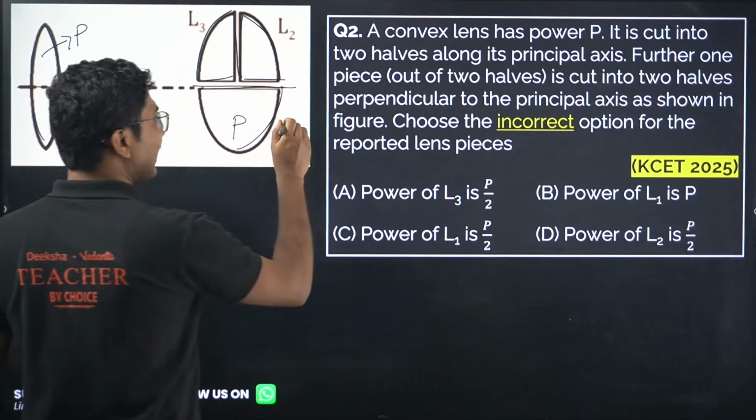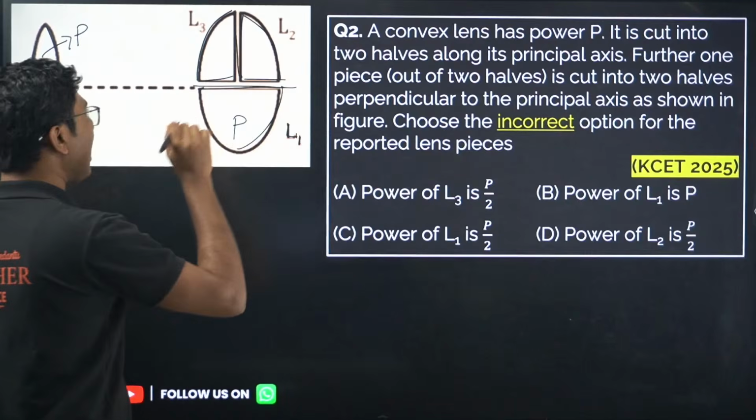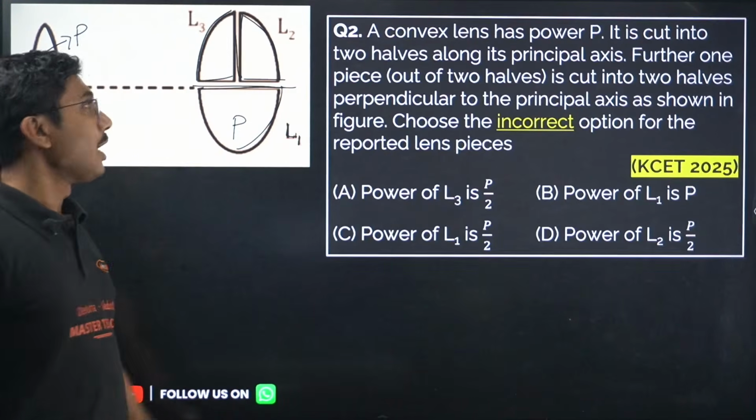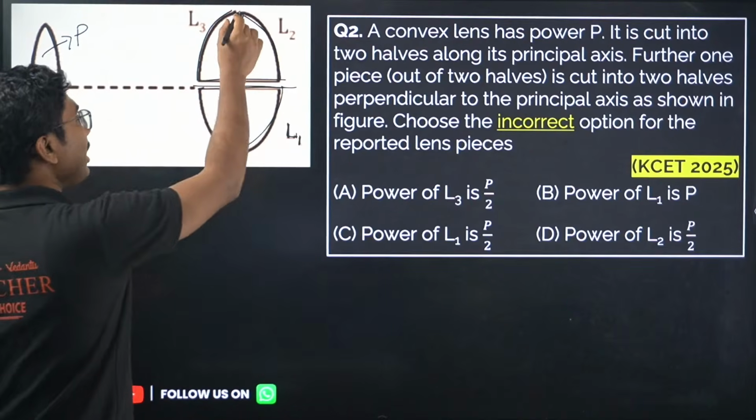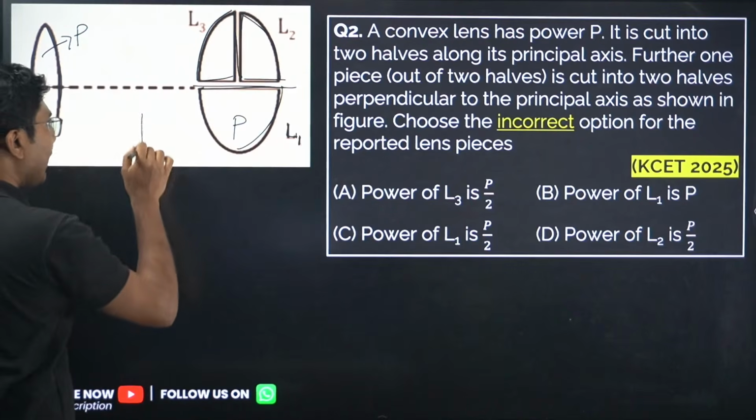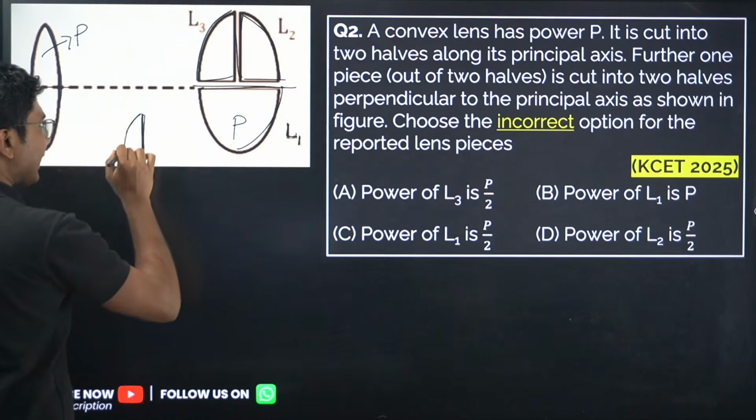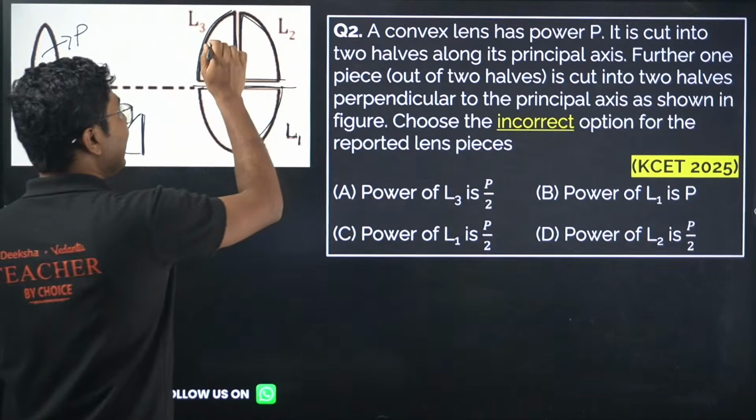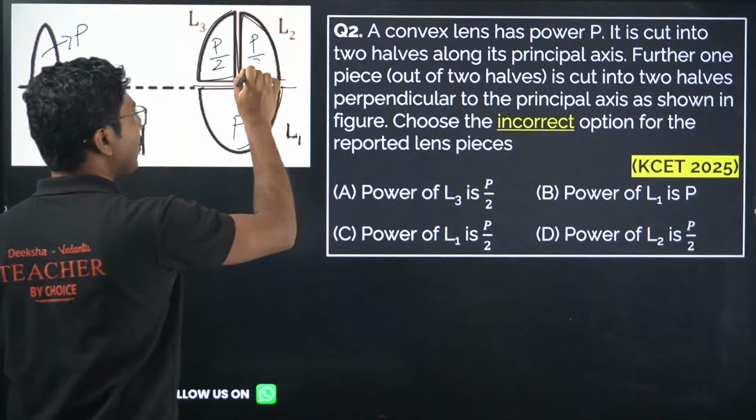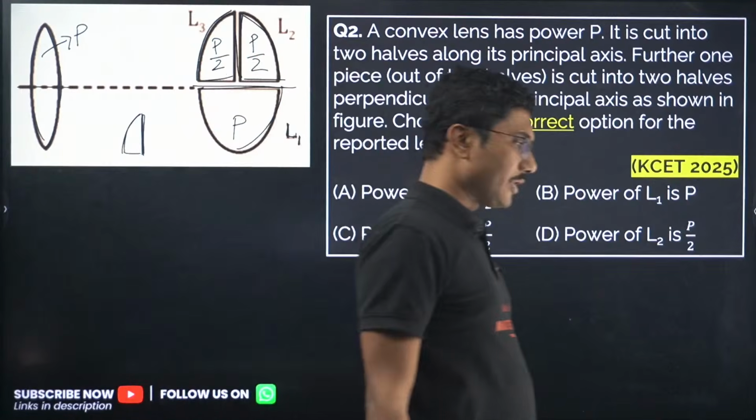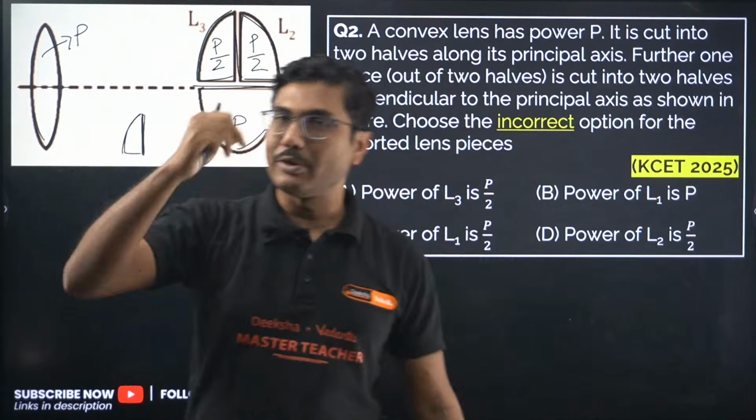So the lens L1 should have the same power as the original lens. But when you cut the lens along the perpendicular direction, it is no longer a convex lens, it's a plano-convex lens. One side is plane, one side is convex, right? So in this particular case, the power will be exactly halved. Focal length will be doubled, power will be halved, because the lens is now a plano-convex lens.